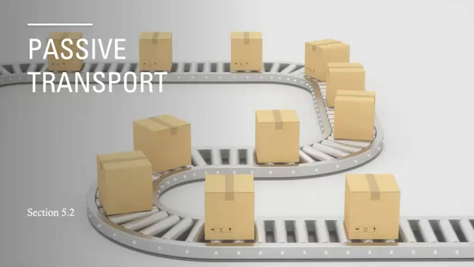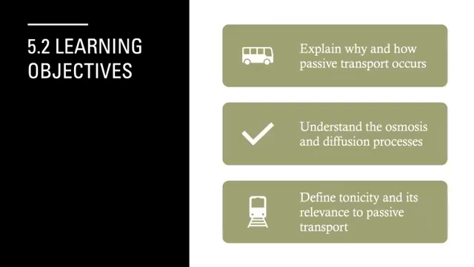Hello and welcome to your video on section 5.2 where we're going to discuss passive transport. Our objectives are to explain why and how passive transport occurs, understand the osmosis and diffusion processes, and define tonicity and its relevance to passive transport.